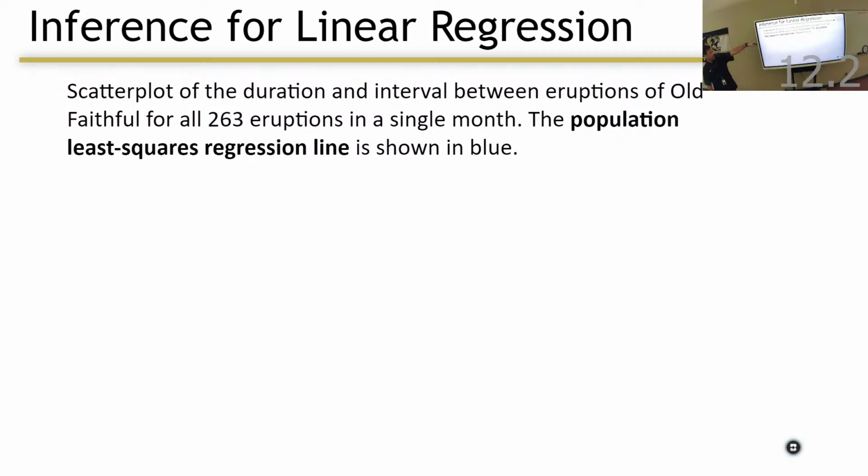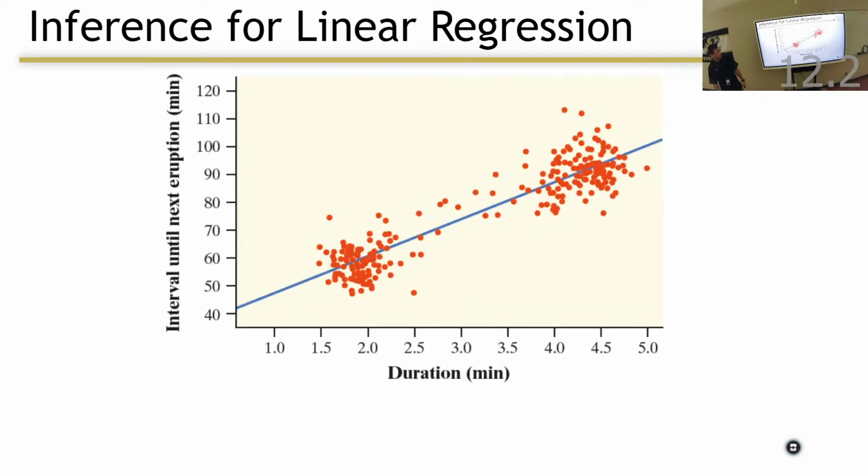Scatter plots: duration and intervals between the eruptions of Old Faithful, all 263 eruptions. So that is the population. Fair enough with what I've done? Again, just soak this up. No, you don't have to know this, but I think it's good information, if that kind of makes sense what I'm saying. Okay? The population least squares regression line is shown in blue.